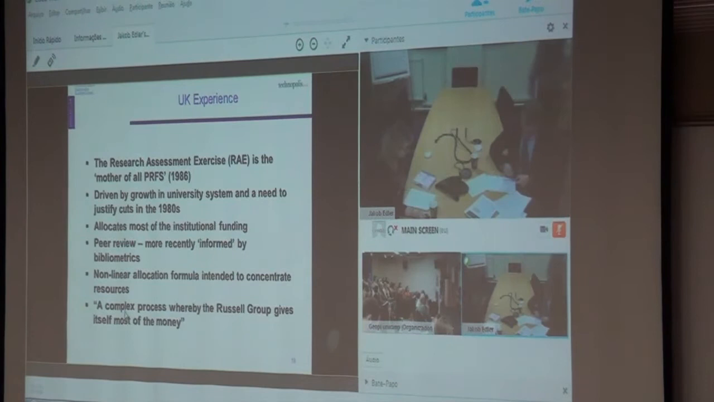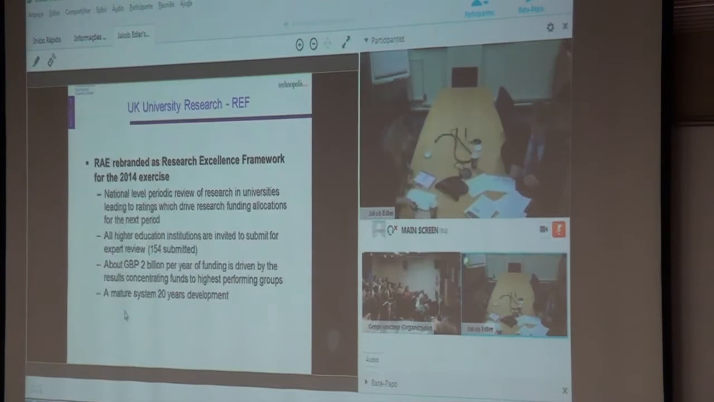So I think some of these points I've already made. So there is a regularity to the review, but it's rather an elastic one. So we had the most recent one, the results were published at the end of last year, the 2014 exercise. Before then, the previous exercise was in 2008.